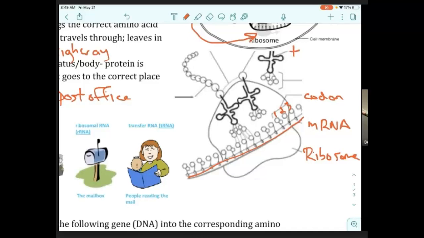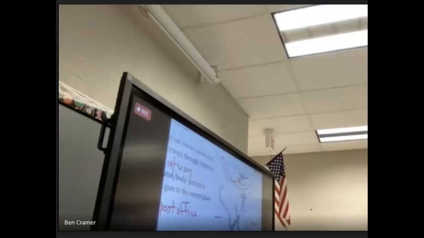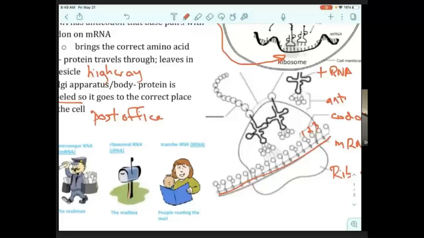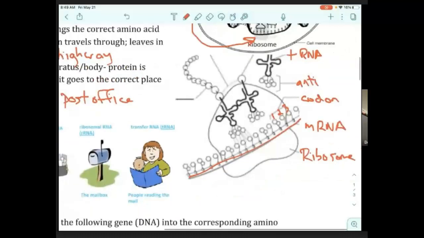Kind of looks like the letter T, doesn't it? And on the end of the tRNA is the anticodon. It's what sticks to the codon. It's the opposite. Anti means opposite, right? If you're anti-school, you're opposite school. If you're anti-Kramer, you're opposite Kramer. Whatever I think, you think the opposite, right?